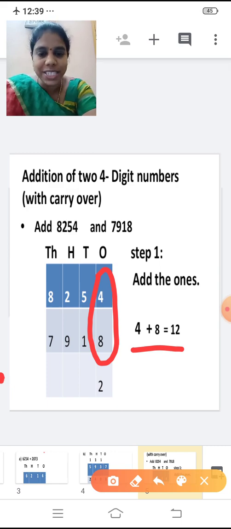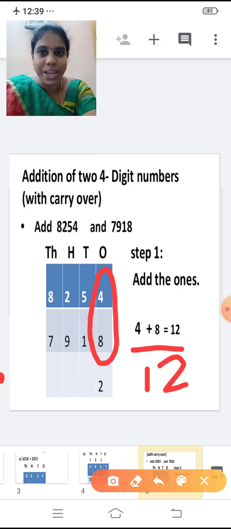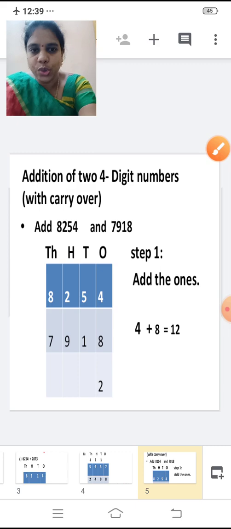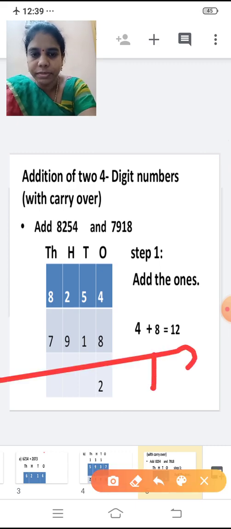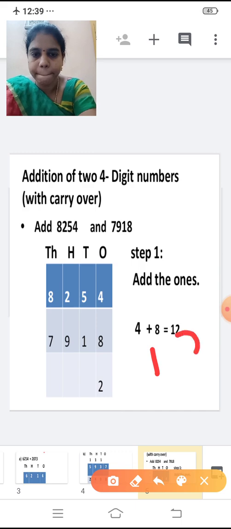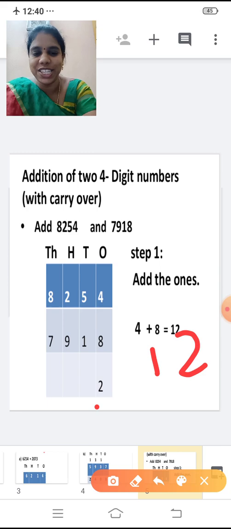Write only 2 in the ones place and 1, what are you going to do? That we'll see now. 1 you're going to carry forward to the tens place. That is the second step.